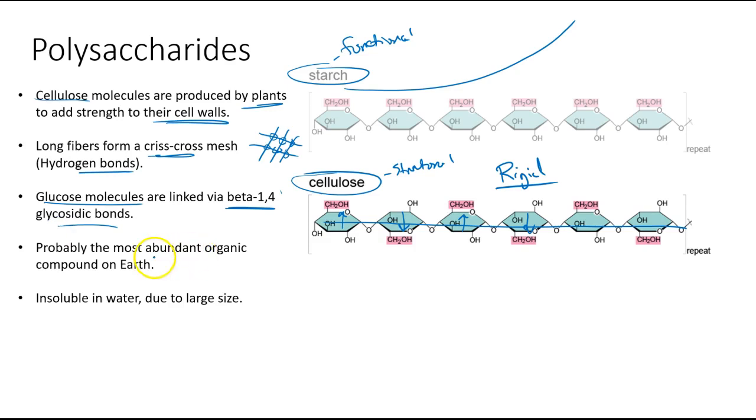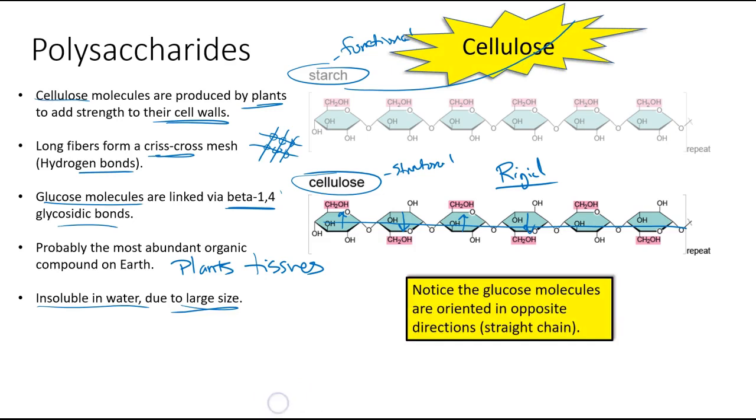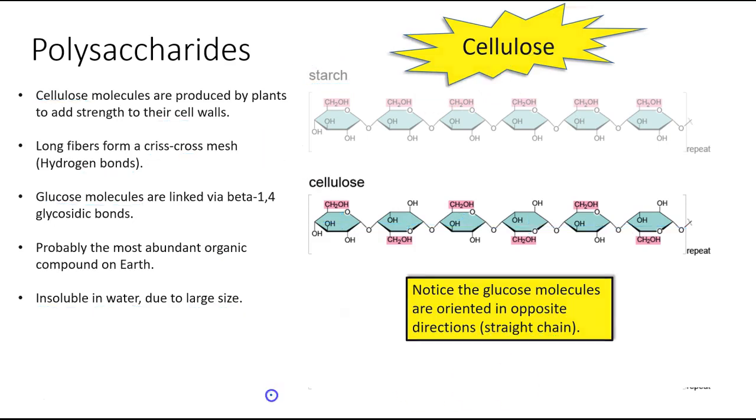Cellulose is probably the most abundant organic compound on Earth, and that's just based on the sheer number of plants and the amount of plant tissues. Okay? And these are insoluble in water due to the large size again. So not only are starch molecules too large to be soluble in water, but cellulose is too large as well. Again, notice that this is a straight chain, and that's because the glucose molecules are oriented in an opposite direction, up, down, up, down, as opposed to all up, which gives a curved nature or produces a curved molecule in starch.